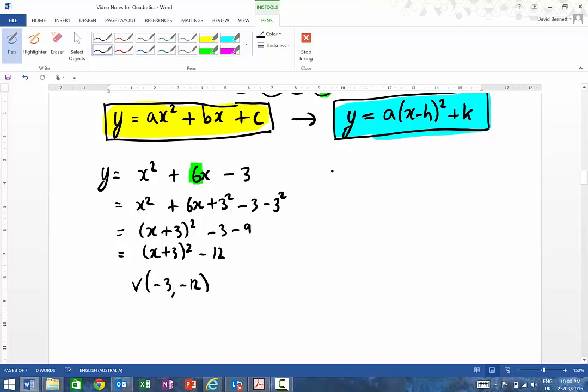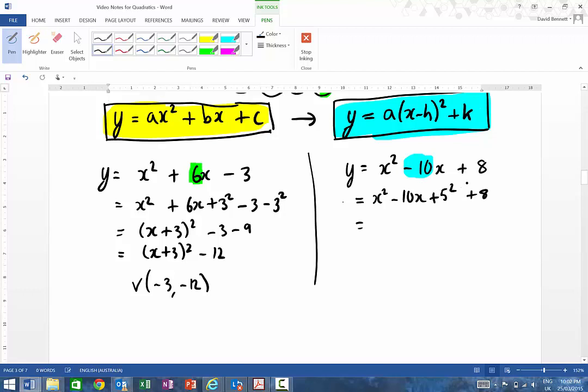So let's do another one. The second one we're going to do, let's do y equals x squared take 10x plus 8. So that's our particular function that we've got here. Again, what we have to think about crucially is this number in the middle here. We have to halve that number, so it's going to become equal to x squared take 10x. Now half of 10 is 5. Now it's going to be plus 5 squared, or half of that number, and then take 5 squared.